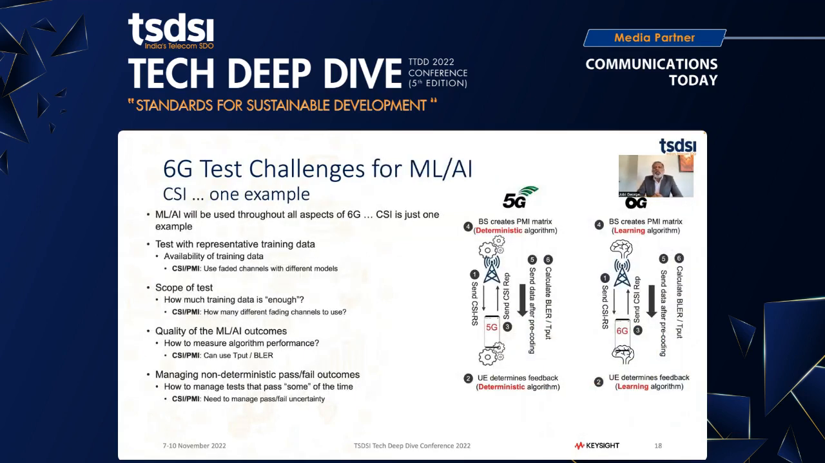This slide covers the artificial intelligence and machine learning related challenges. As we all know, machine learning might replace the algorithms we currently use. One example is testing PMI, which is based on the UE reporting the channel state indicator. In 5G, we were using a deterministic algorithm operating in both UE and network. However, this will be changed with machine learning algorithms. So the challenge involved is what kind of test data we have for training this algorithm.